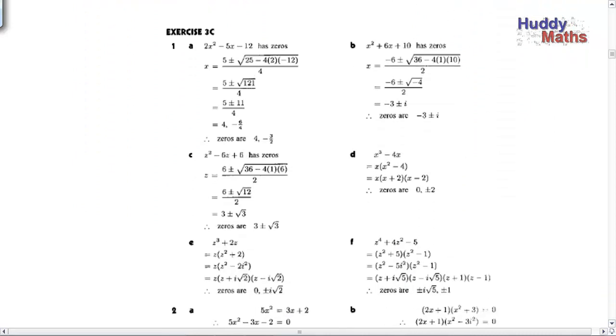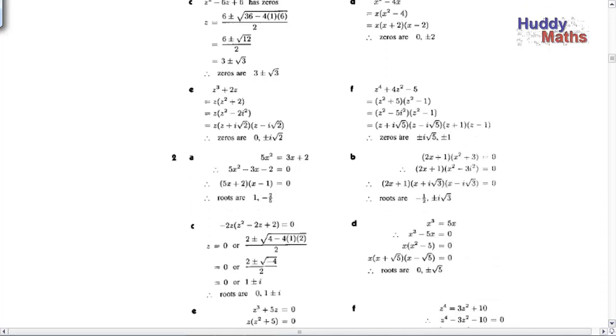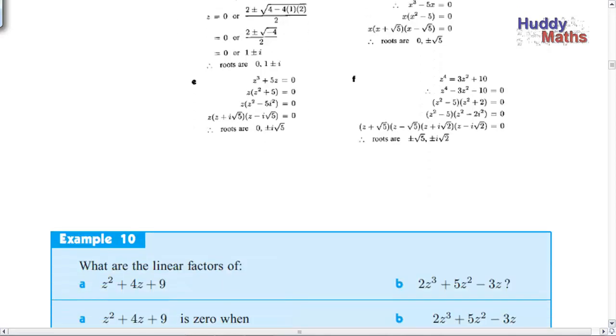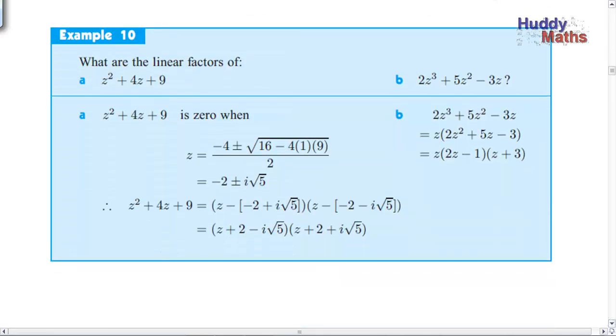Okay, there's question 1 up to F. Just watch the factorisation there, how we get the zeros. And then question 2. Now this is an important skill for later on, so it's worthwhile going back and just making sure you've got your head around that stuff. All right, moving on now, let's have a look at another example here.